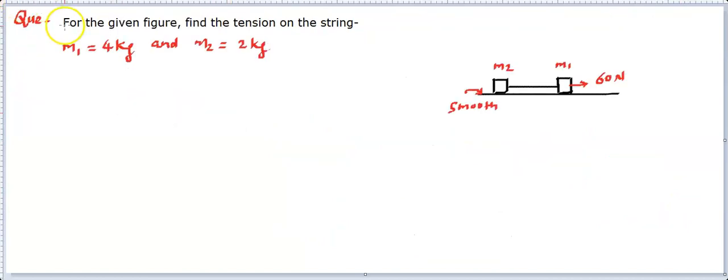Okay. Well, let me give you a homework problem. So that's a homework problem. And it says in the given figure, we need to find the tension in the string. So that's a string. So for the figure, you can think of what it is. It is some smooth ground or surface. On this smooth surface, two blocks are there, M1 and M2. They are connected by a string. M1 is being pulled by 60 Newton. M1 and M2, their magnitudes are known to you. And you need to find what the tension in the string is going to be for this particular question.